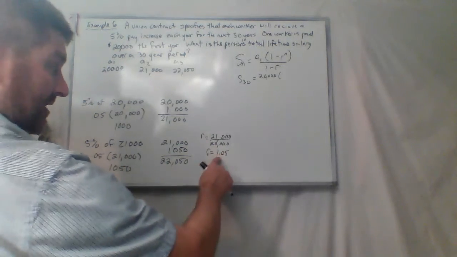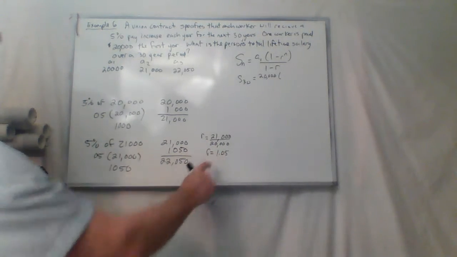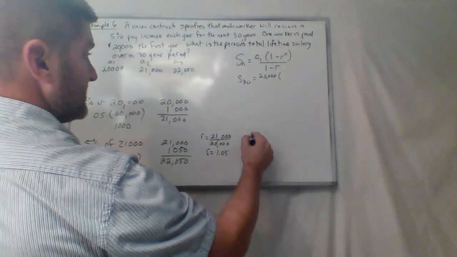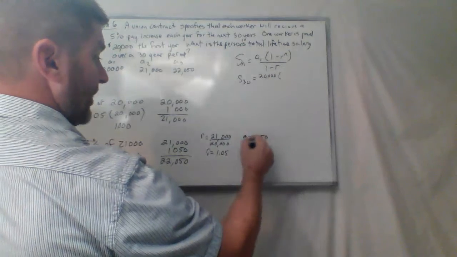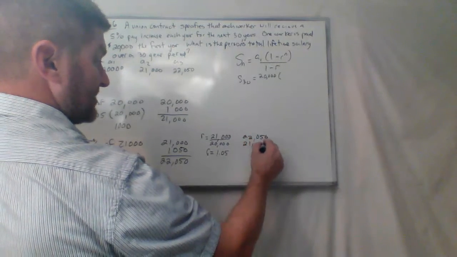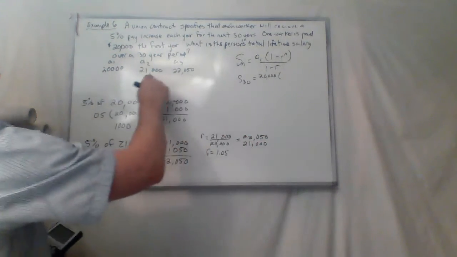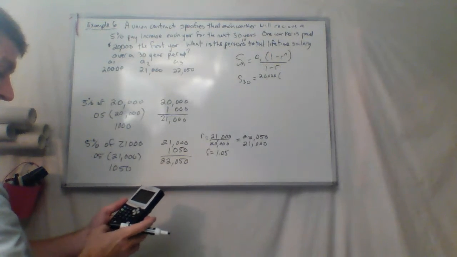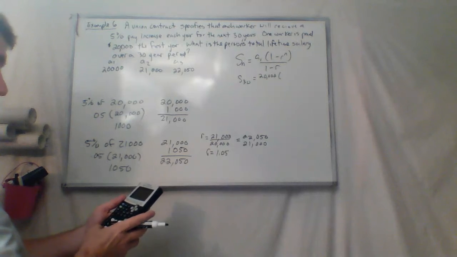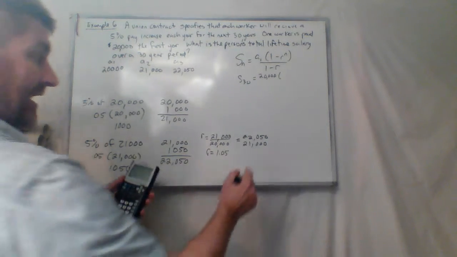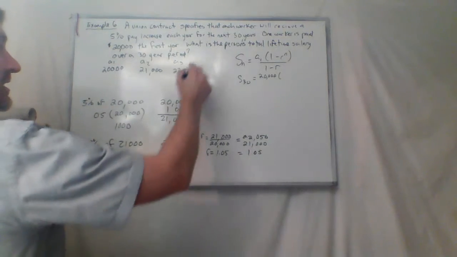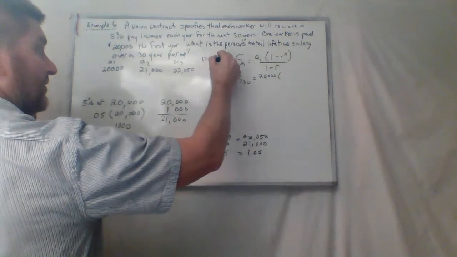Now that's kind of weird here because it was 5%. Where did the 1 come from? Now if I did 22,050 divided by 21,000, these should be equal, the third term divided by the second. So 22,050 divided by 21,000, I get 1.05. So r is going to be 1.05.